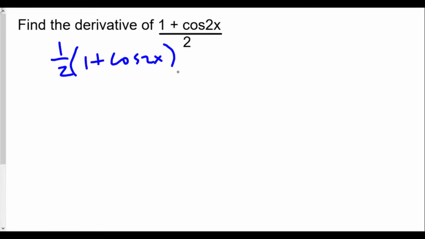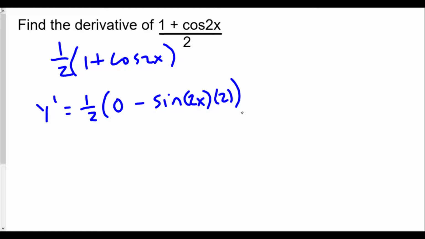Now you're saying, okay, why do it that way? Well, I don't have to worry about dealing with a quotient rule, right? So this is pretty much 1/2 times the derivative. So y prime is going to be 1/2 times the derivative of 1, which is 0, and the derivative of cosine 2x, which will be negative sine of 2x times 2.